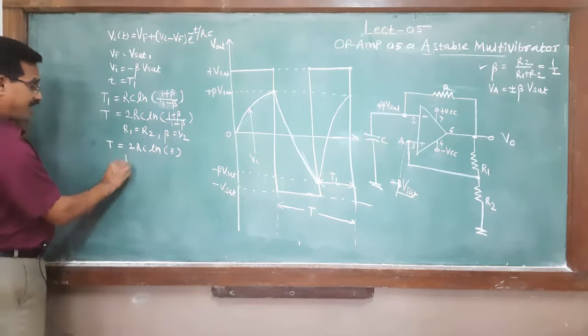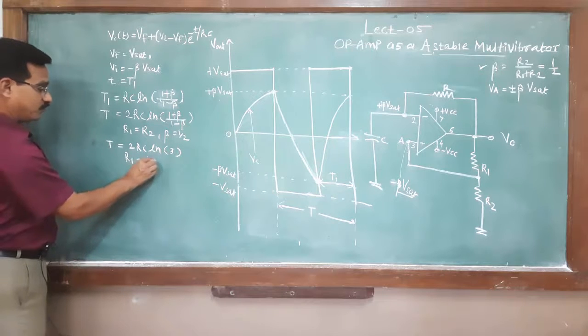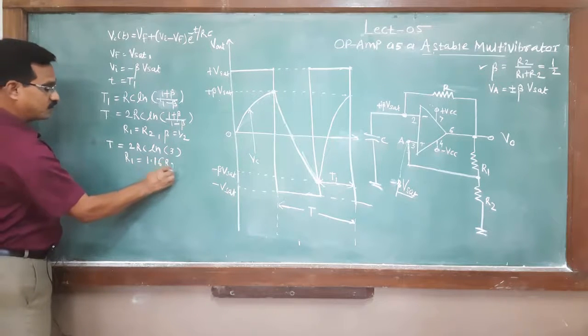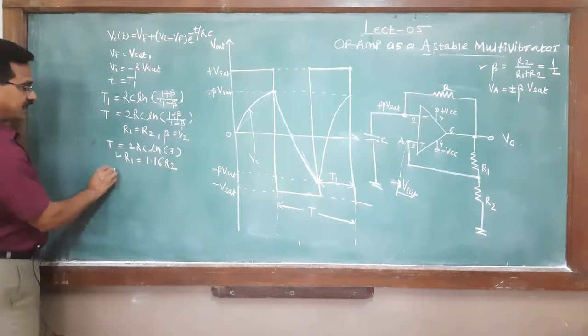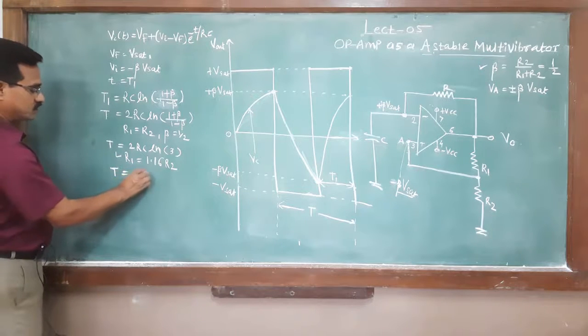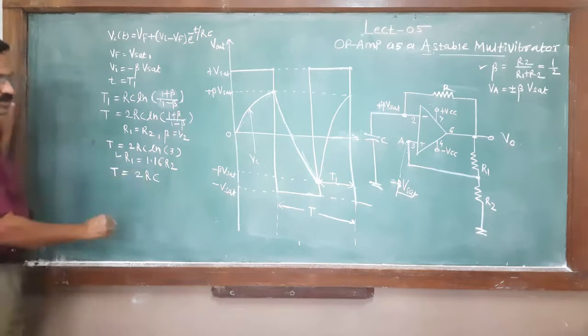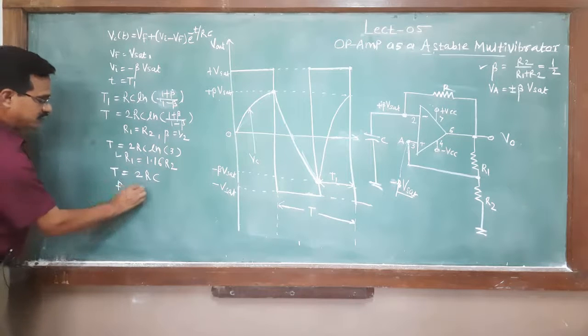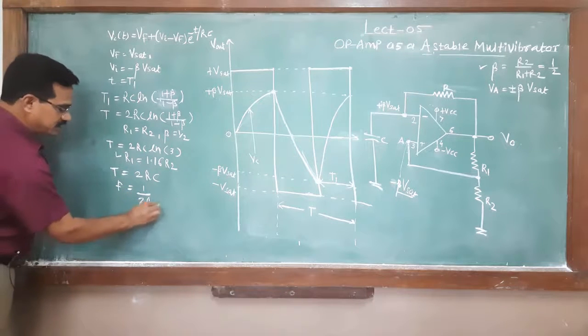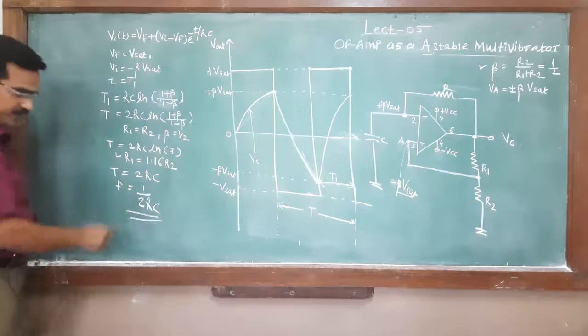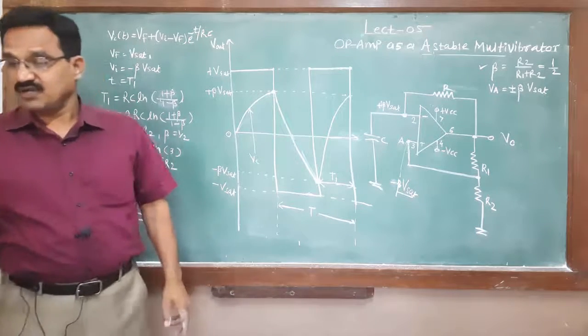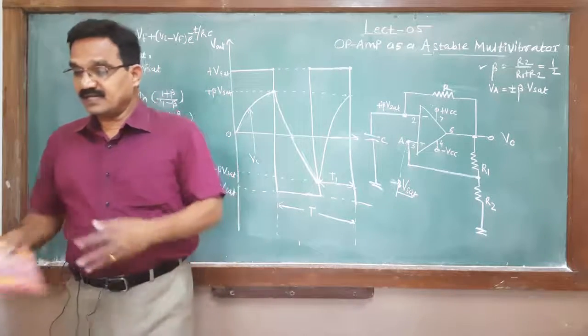But when R1 is equal to 1.16 R2, at that time T is equal to 2RC, and then the frequency is equal to 1 upon 2RC. This is the expression for frequency. You remember that?